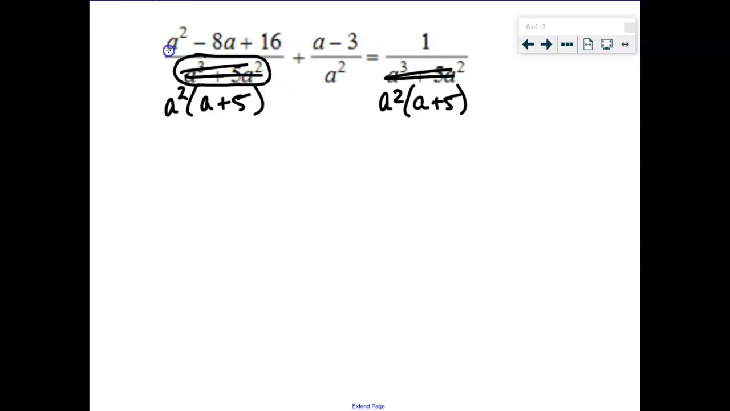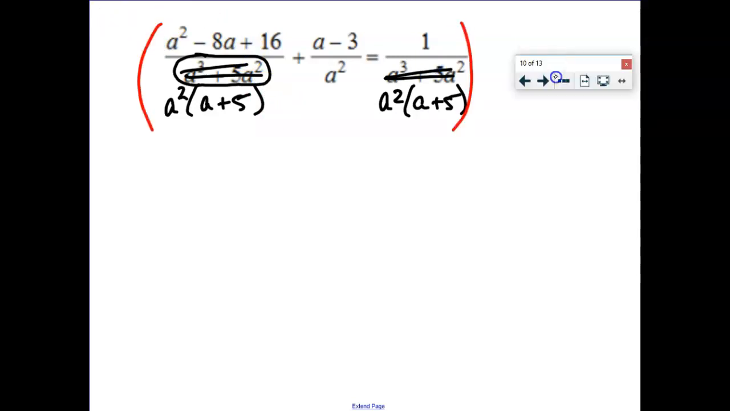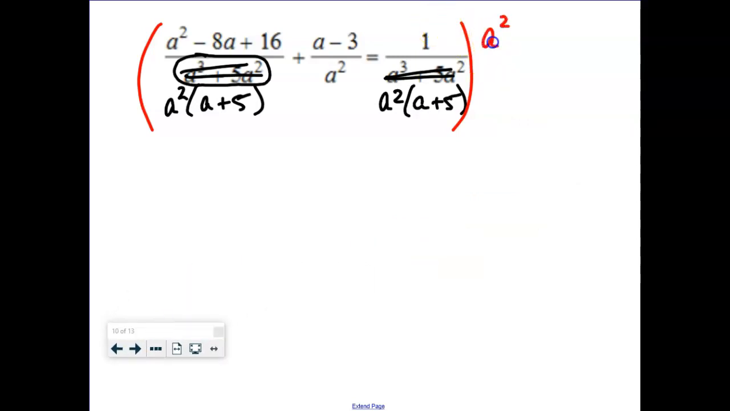So now take a look at all your denominators and give me a list of things that I need to cancel out. A squared. What else? Well, you already told me a squared, so I don't think I need to say it again. So a squared and a plus 5. This is the least common multiple. This is a listing of everything that you need to cancel. So here's what the shortcut looks like.